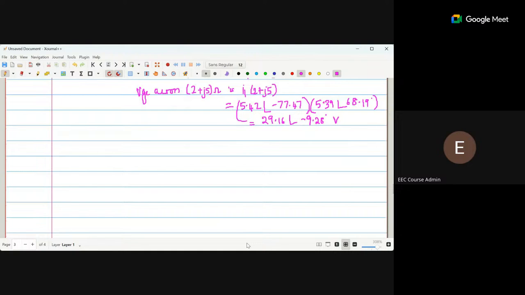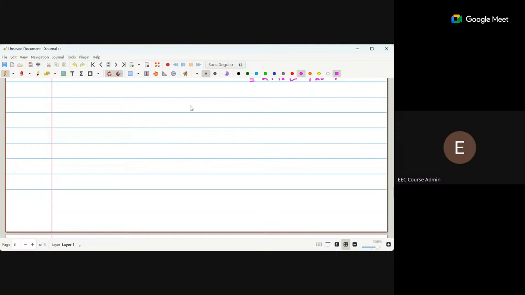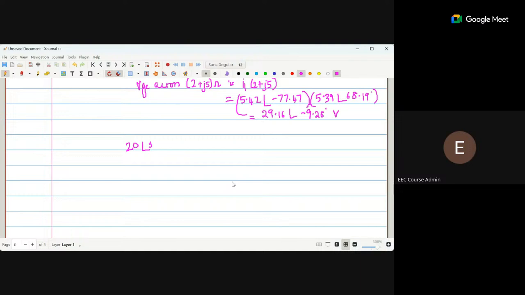Now you have to consider the current source alone, de-energizing the voltage source. So what was the current value? 20 angle. Ma'am, I am getting 29.21, ma'am. 29.16. Yeah, fine. That depends upon the decimal places you have approximated to. So around this value, 29.16 or 29.2. Okay. So 20 angle, how much? 30. 20 angle 30 degree amperes alone active.